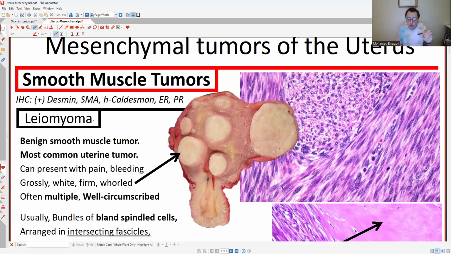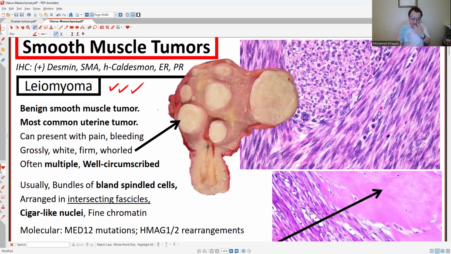So you need to know what is common in the uterus as a mesenchymal tumor. Of course, leiomyoma. That's your daily life thing, bread and butter. That's leiomyoma and how to differentiate leiomyoma from leiomyosarcoma. This is highly, highly boardable, and you need to know it for sure.